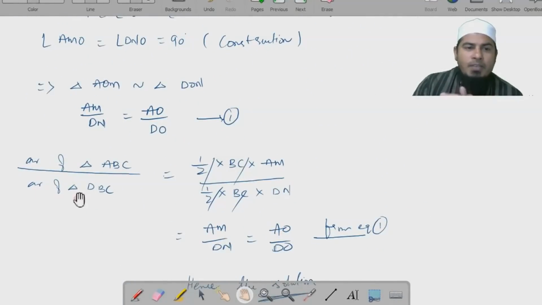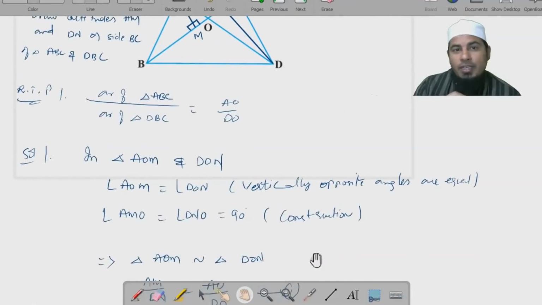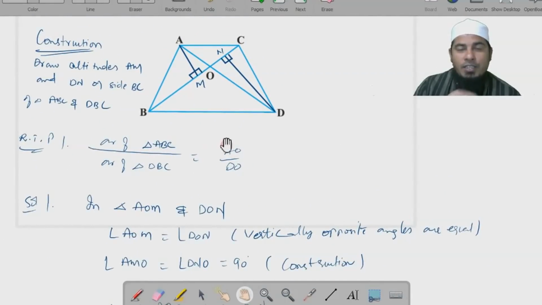Area of triangle ABC by area of triangle DBC is equal to half into base into height. Here common base BC is there, that is why we are going in this way. Half in BC will get cancelled. AM by DN is left out from the equation 1. We can write in the place of AM by DN, AO by DO, hence the solution. He wants us to prove that this is equal to this. We proved it. I hope you understood this. Let us go to the next question.